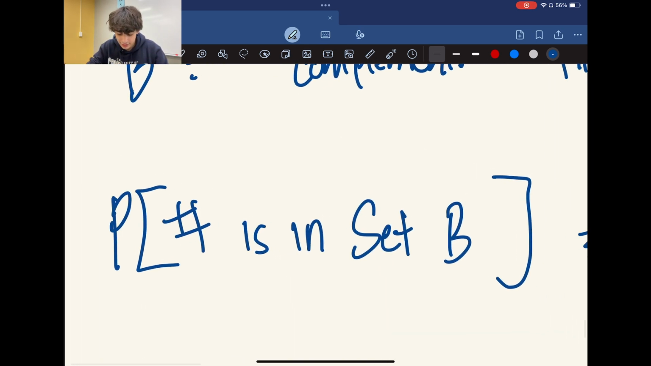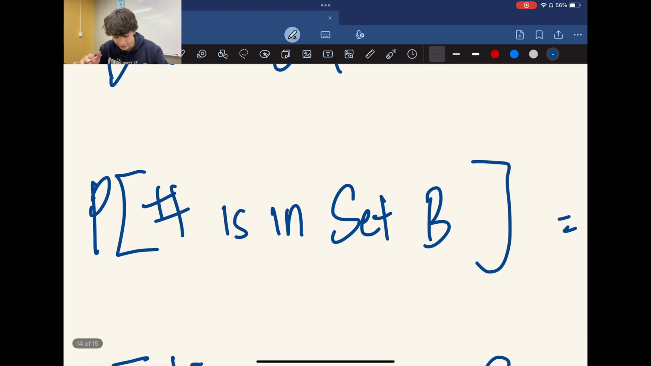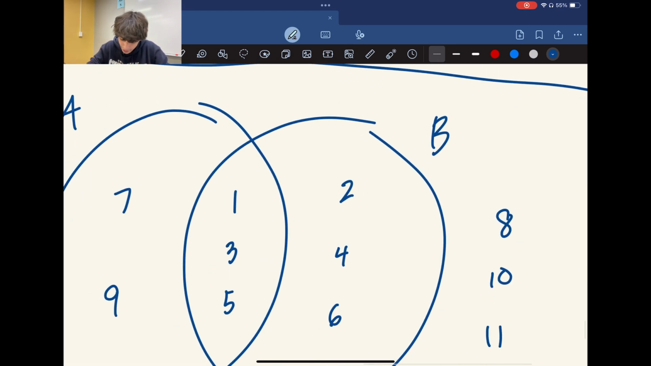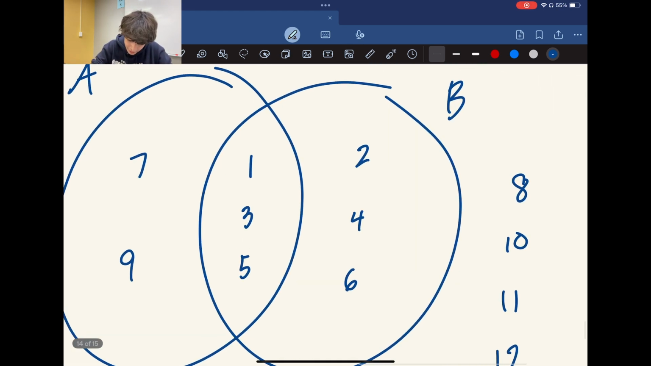Coming back to this, P bracket number is in set B, close bracket. What does that mean? This is just probability notation for the calculation of probability. So all that this is asking is, what is the probability that a number in the sample space is actually in set B? So going into our Venn diagram and looking at set B, I can see that 1, 2, 3, 4, 5, and 6 are in set B. So we have 6 numbers.